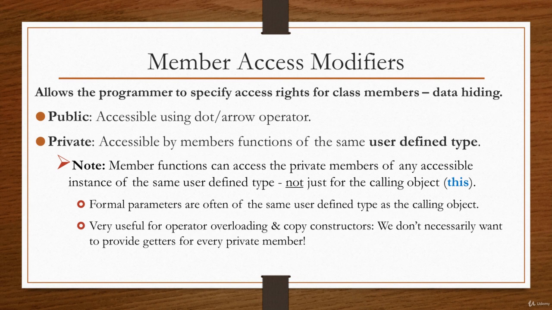Okay, so we talked about member access modifiers before. These allow the programmer to specify access rights for the class members, and it relates to the concept of data hiding. Public members are accessible using the dot or arrow operator, depending on whether it's a pointer or not, right? Members in the private section are accessible by member functions of the same user-defined type. Now when I talk about user-defined type, again I'm talking about our classes and our structs. Now note here, member functions can access the private members of any accessible instance of the same user-defined type, not just for the calling object, or in other words for this.